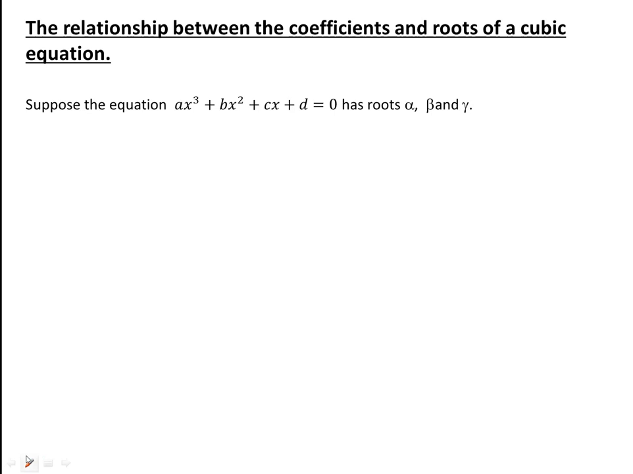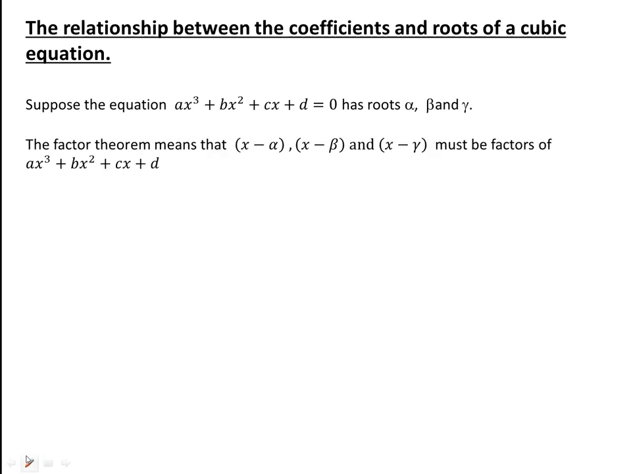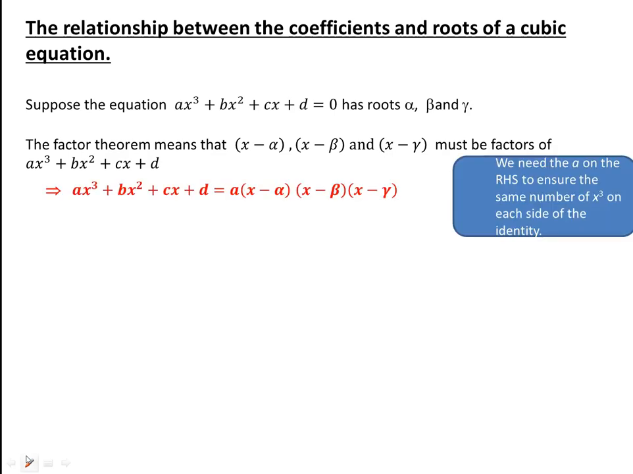Okay, let's suppose that we've got a cubic equation ax³ + bx² + cx + d = 0, and that it's got roots alpha, beta and gamma. Then the factor theorem tells us that we must have factors of (x - alpha), (x - beta) and (x - gamma). So we've got ax³ + bx² + cx + d must equal (x - alpha)(x - beta)(x - gamma).